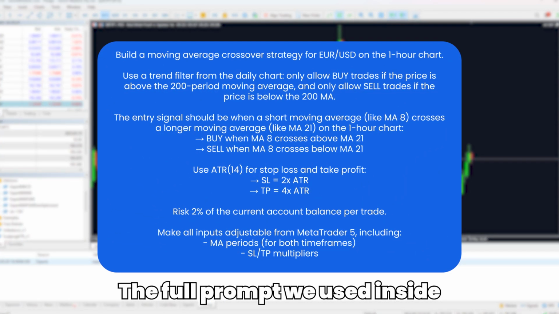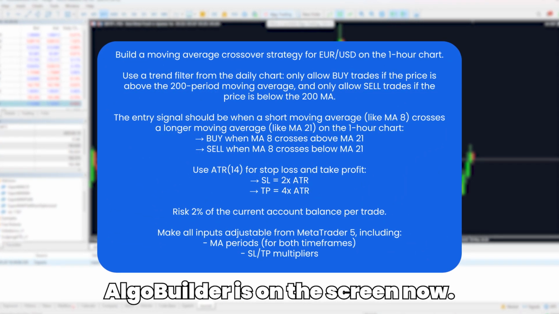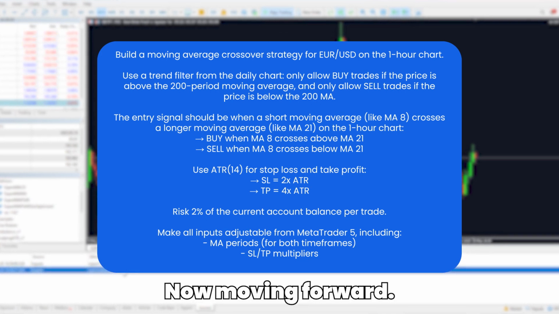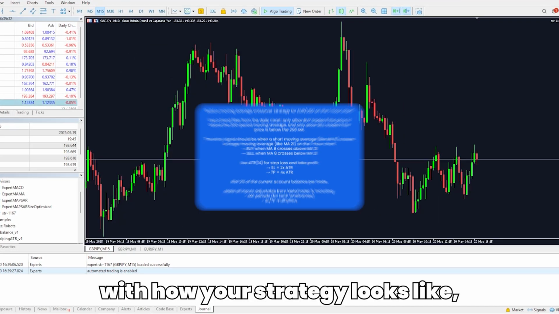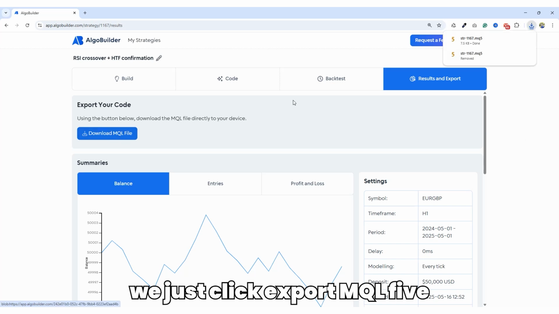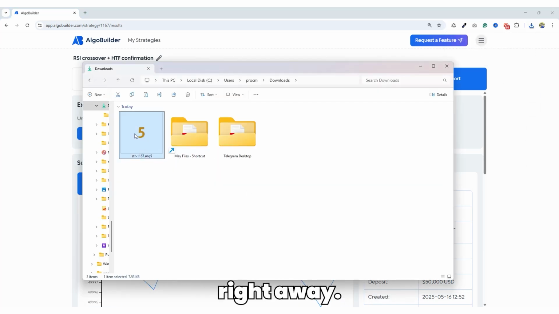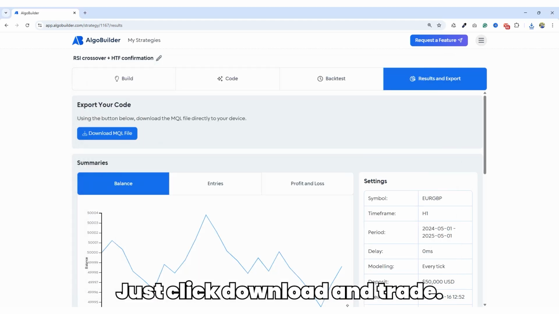The full prompt we used inside AlgoBuilder is on the screen now, and it's also in the description of this video. Now moving forward, once we're happy with how your strategy looks, we just click Export MQL5. And the bot is ready to be used in MetaTrader 5 right away. No coding, no delays, just click, download, and trade.